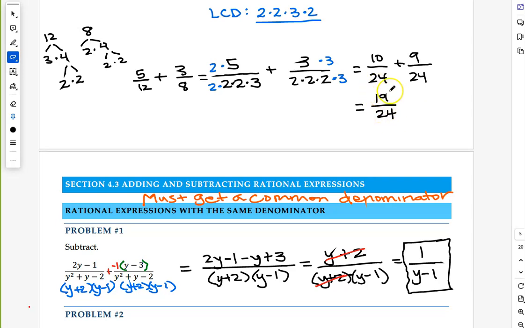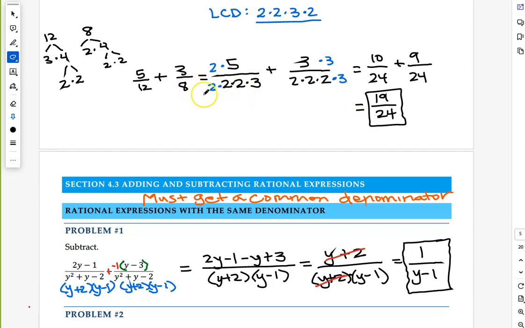Now, if there was a common factor, we'd want to make sure that we reduce that fraction, but there's not. 19 is a prime number. So in order for there to be anything, 24 would have to divide into 19, which it doesn't. So we are done at that point.